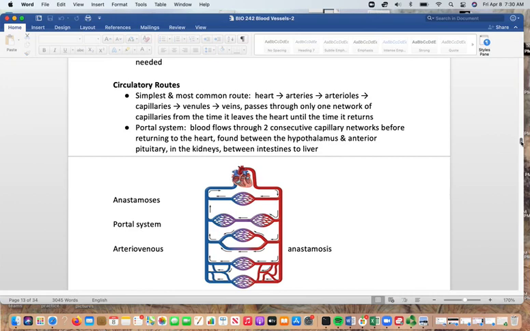And we have these between the hypothalamus and anterior pituitary. We have them in the kidneys. And then we have between the intestines and the liver.